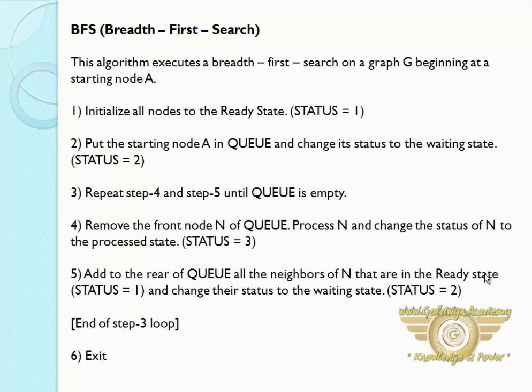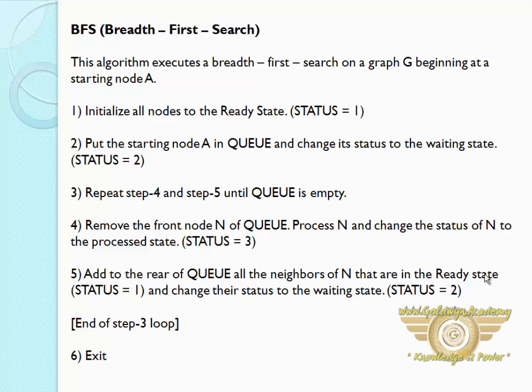BFS algorithm. Step 1. Initialize all nodes to the ready state, that is status equal to 1. Step 2. Put the starting node A in queue and change its status to the waiting state, status equal to 2. Step 3. Repeat step 4 and step 5 until queue is empty.